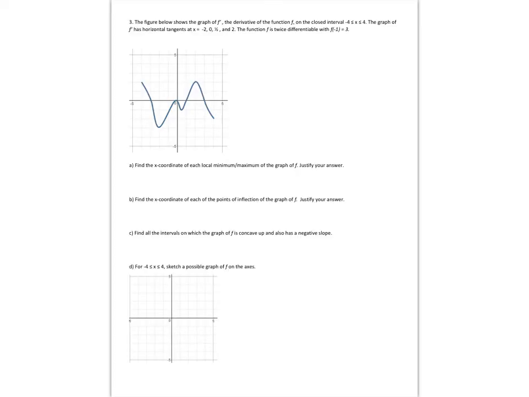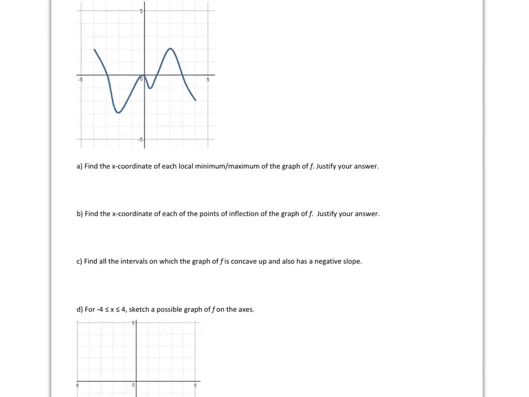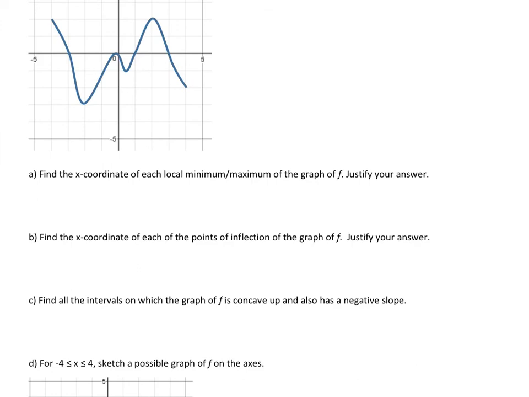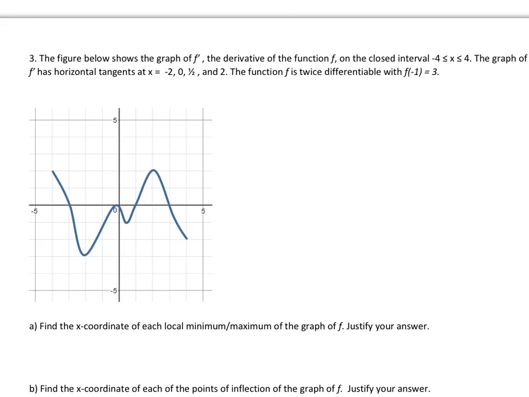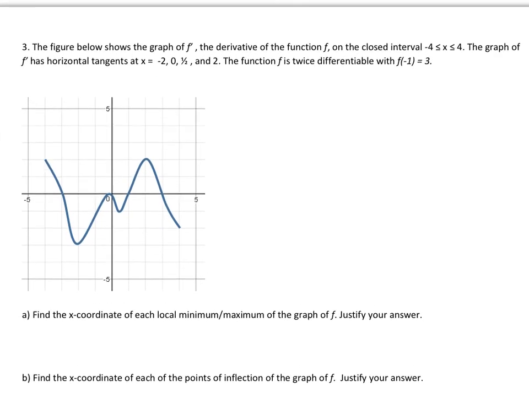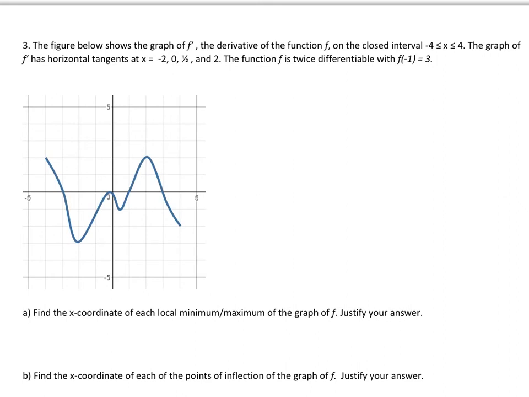All right, let's take a look at our next page here and see what we got. Let's go ahead and enlarge this. Hopefully you guys can see that I enlarged that so that we can look at it a little bit better. It says, in the figure below, the graph of f prime, the derivative of the function f on a closed interval from -4 to 4. The graph of f prime has horizontal tangents. Okay, they're clarifying here that these are horizontal tangents that we see.